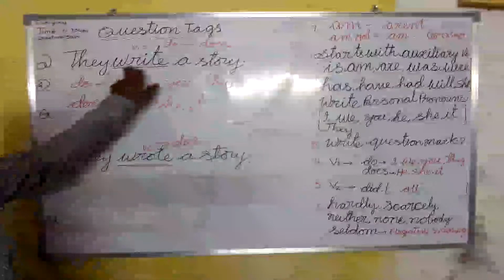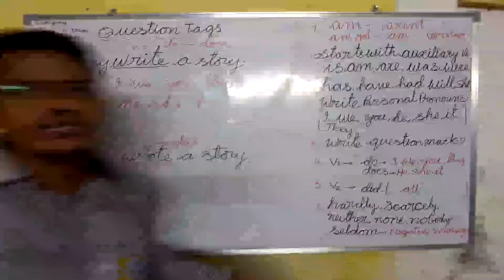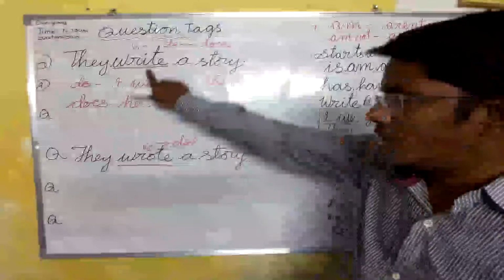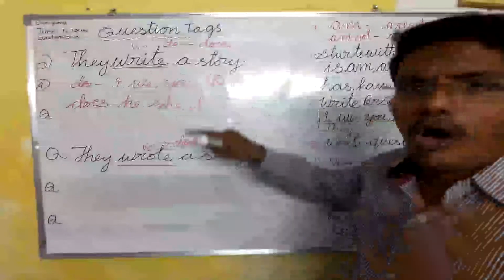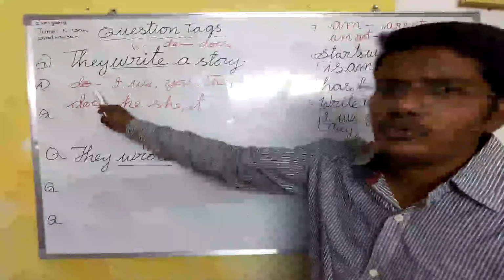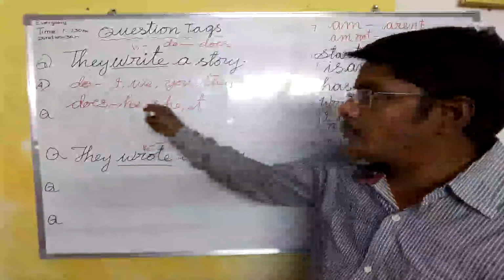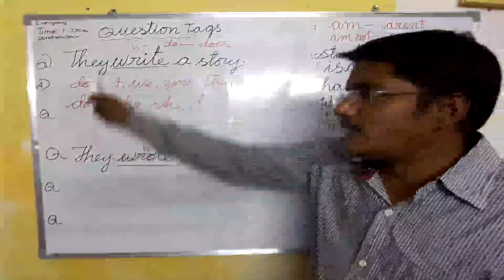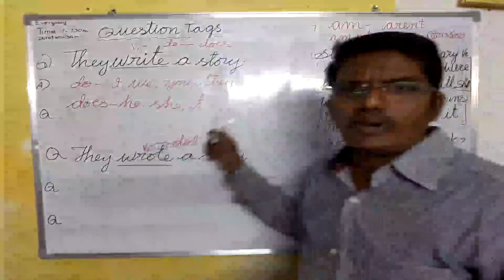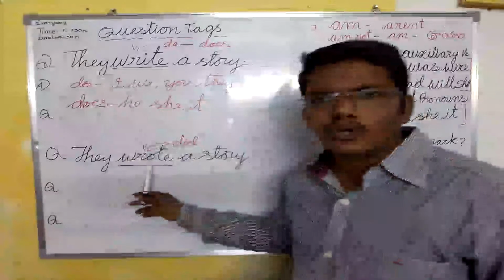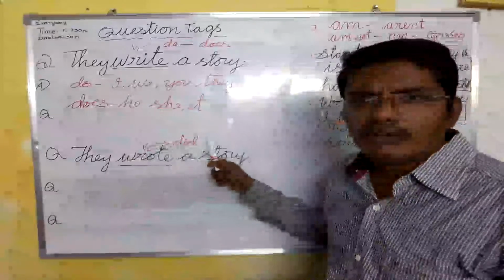It is an auxiliary verb here. So look here: they write, play, kick, jump, sleep, any verb may be given here, verb 1. Then what should we do? You have to opt for do or does. We use do when the subject is I, we, you, they. If the subject place has he, she, it, or a name, we have to choose does. If there is verb 2, we have to start with did.